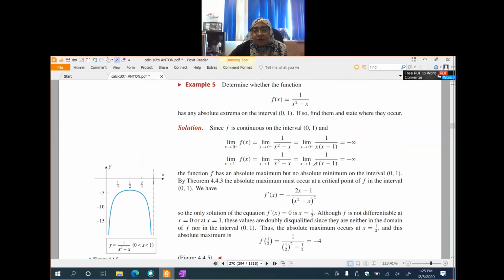For example 5, determine whether the function has absolute extrema.